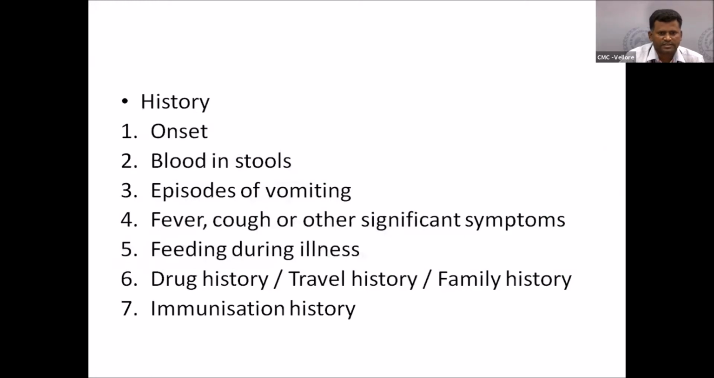So the history is very important: onset of diarrhea, blood in stools or not, episodes of vomiting, fever, cough, and other significant symptoms associated with diarrhea, and feeding during the illness, drug history, travel history, family history, immunization history. These are all the things that we need to give importance to during diarrheal evaluation.